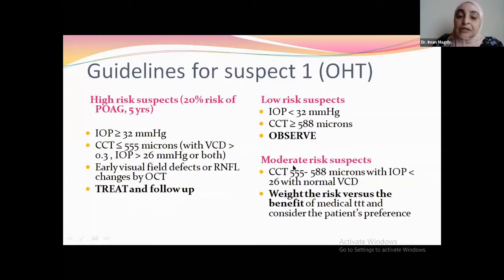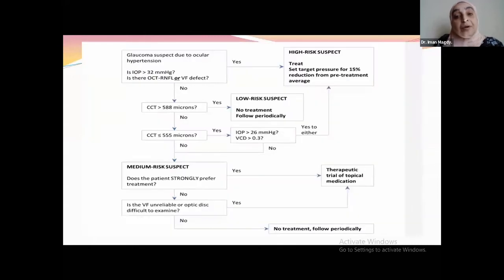Moderate risk suspects fall between the 2 categories. They are people with a corneal thickness from 555 to 588 microns, whose intraocular pressure is lower than 26 and with a normal VCD. Here we have to weigh the risk of medication versus the benefit. We should also consider media opacity and the difficulty of follow-up. We should put the patient's preference in the equation.